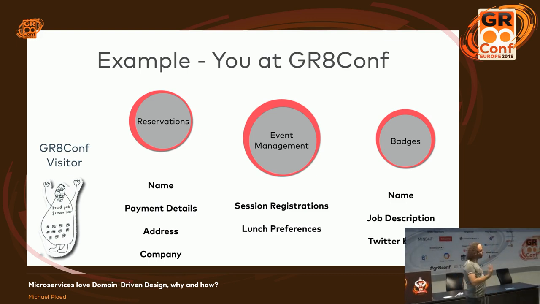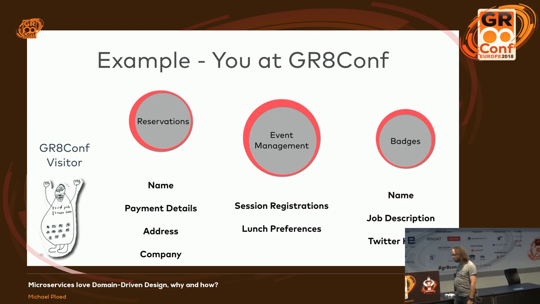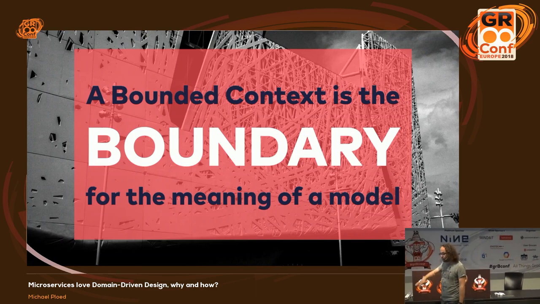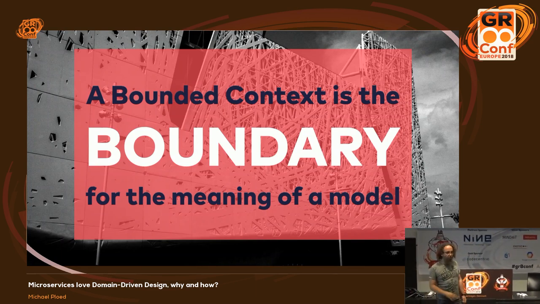There we can work, for instance, with a name, with a job description, and so on. But the thing with the name is now, this name can come directly from the reservations. It can come from a centralized customer model, but it doesn't have to. So you can make an educated decision what you want to do with it, if you want to replicate the name or if you don't want to replicate the name. So basically, the bounded context is the boundary around the meaning of a given model.